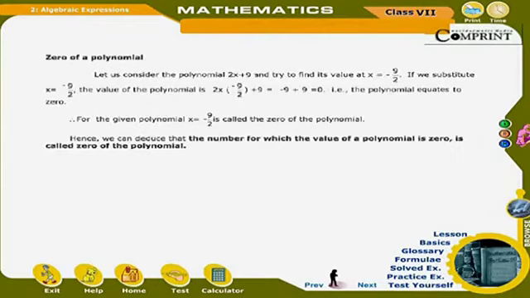Zero of a polynomial. Let us consider the polynomial 2x plus 9 and try to find its value at x is equal to minus 9 upon 2. If we substitute x is equal to minus 9 upon 2, the value of the polynomial is 2x multiplied by minus 9 upon 2 plus 9 is equal to minus 9 plus 9 is equal to 0. That is, the polynomial equates to 0. Therefore, for the given polynomial, x is equal to minus 9 upon 2 is called the 0 of the polynomial. Hence, we can deduce that the number for which the value of a polynomial is 0 is called 0 of the polynomial.